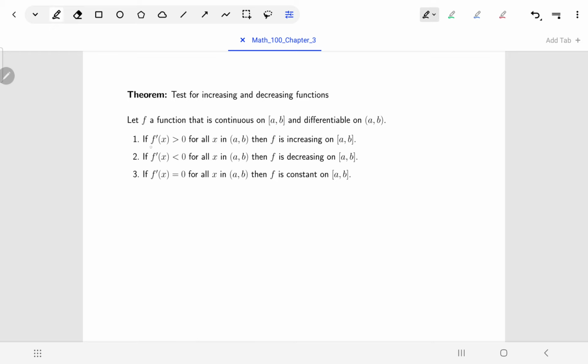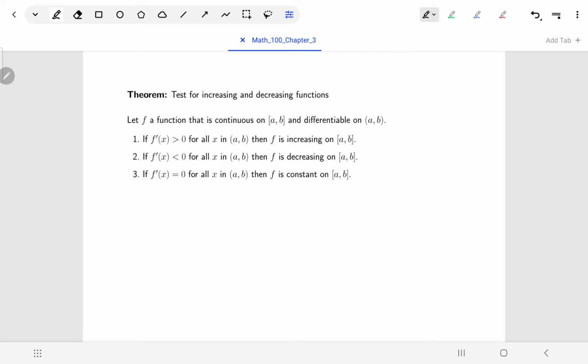So, if you had a function that's continuous and differentiable, then if that function's derivative is always positive in an interval, then f must be increasing on that interval. And if the derivative is always negative on that interval, then f should be decreasing on that interval. And if our derivative is always 0, then f should always be a constant.